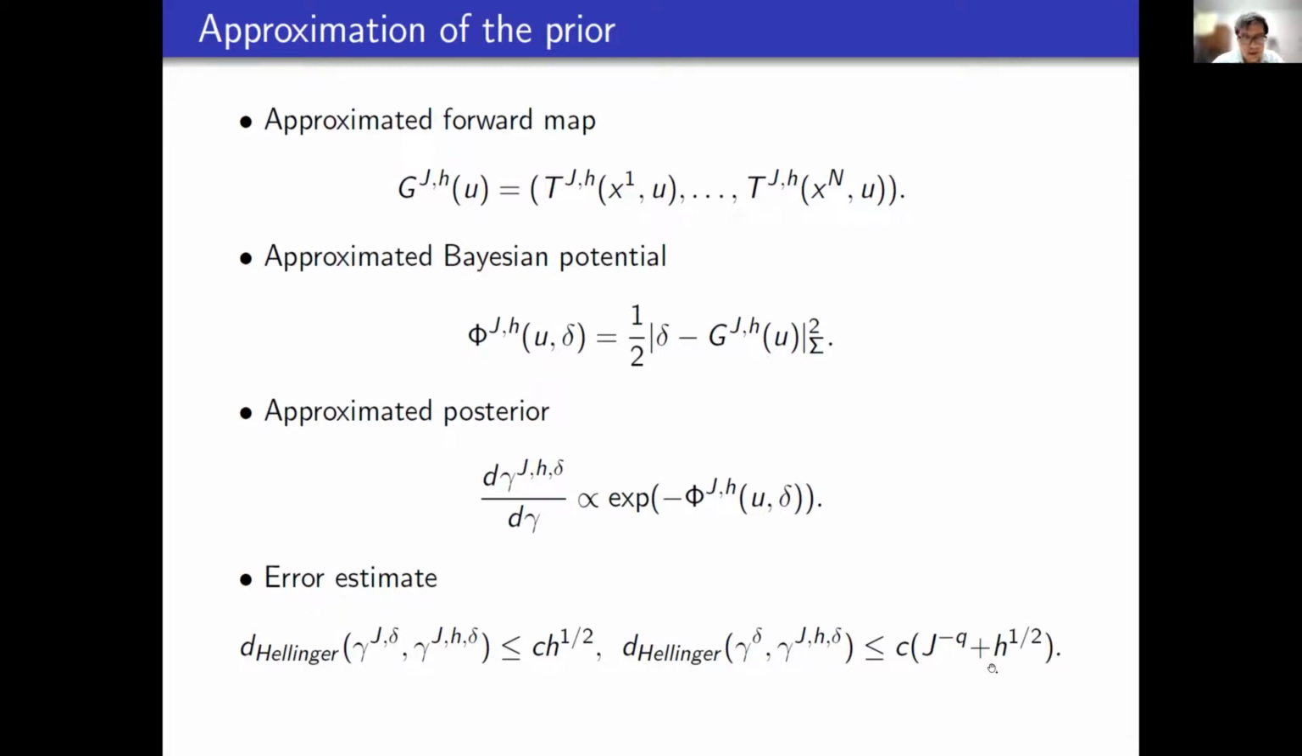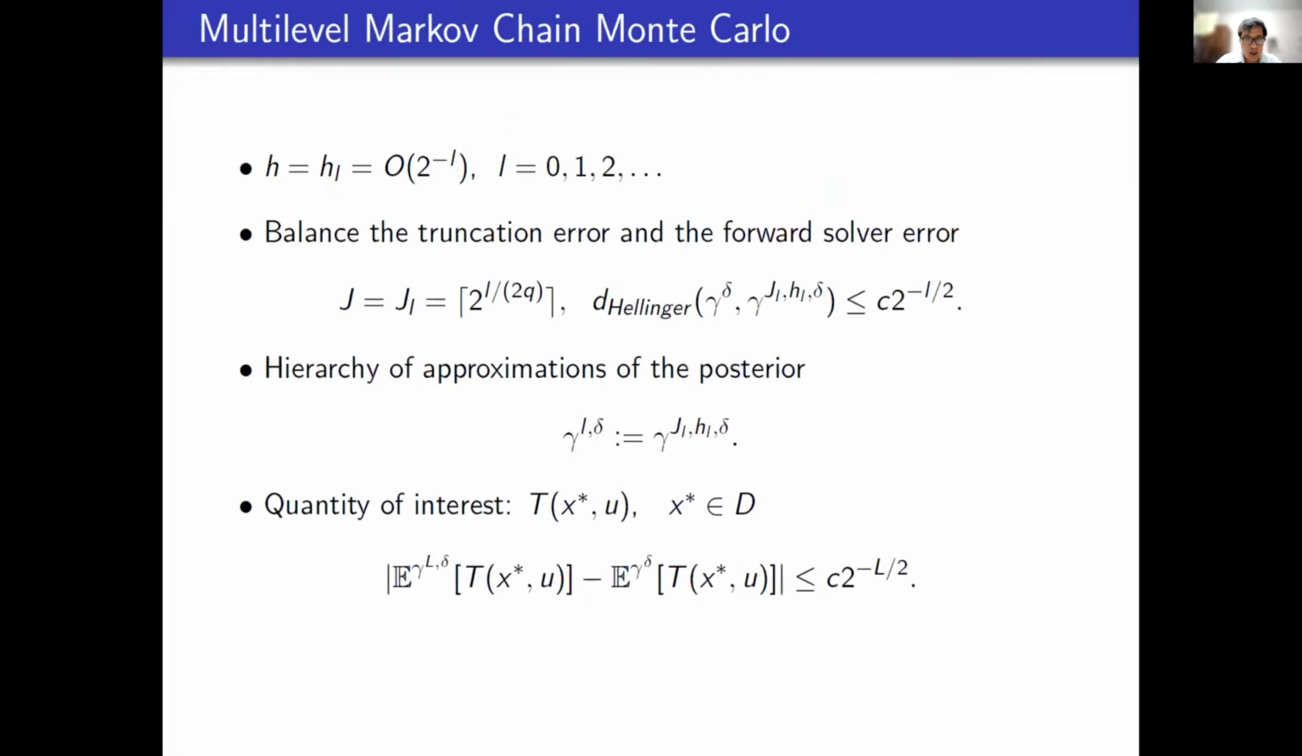So in the rest of this talk, let me just talk about using Markov chain Monte Carlo to compute the posterior mean value of the quantity of interest. The quantity of interest, in this case, we just take as the solution of the forward equation at this fixed point X star inside the domain D. So we just choose H as big O of 2 to the minus L.